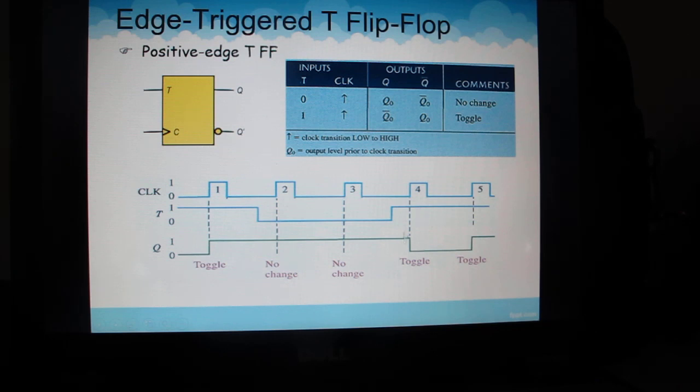Sorry, this T is 1 here. T is 1, that is a toggle, from 1 to 0. And then this one T is 1, that means toggle from 0 to 1. This is for the positive edge trigger. So you can try using the negative edge trigger at this point.